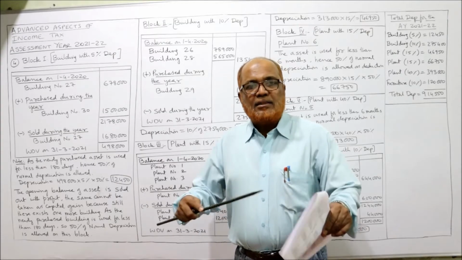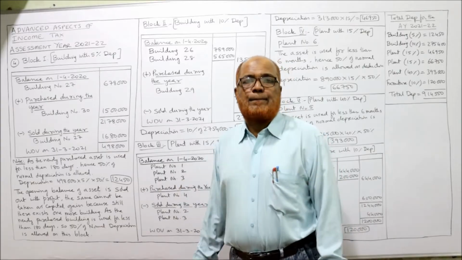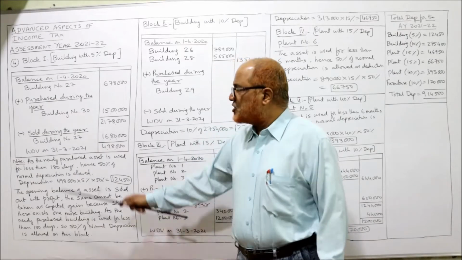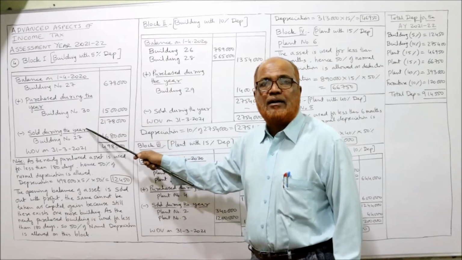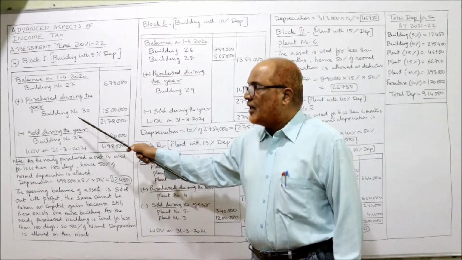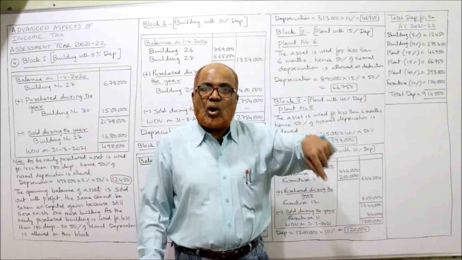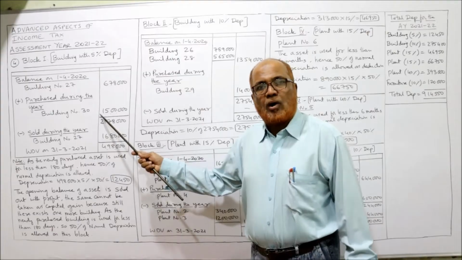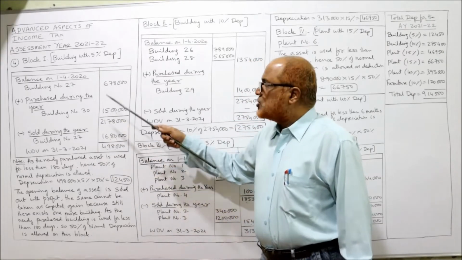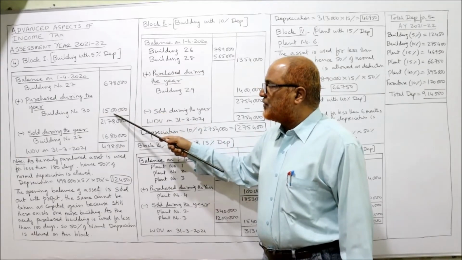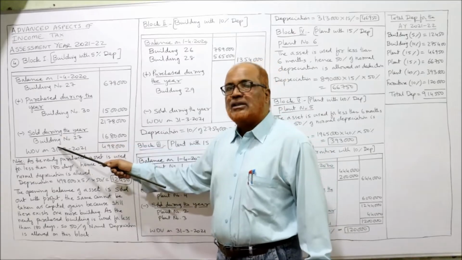But in this problem, one more building was purchased at 5% depreciation. Which is that building? Building number 30. So we should include that building. This building number 30 should not be taken separately because already there is a block. So building number 30, 15 lakh. So now you add up 678 plus 15 lakh. 21,78,000 is the total. Out of which sold during the year.